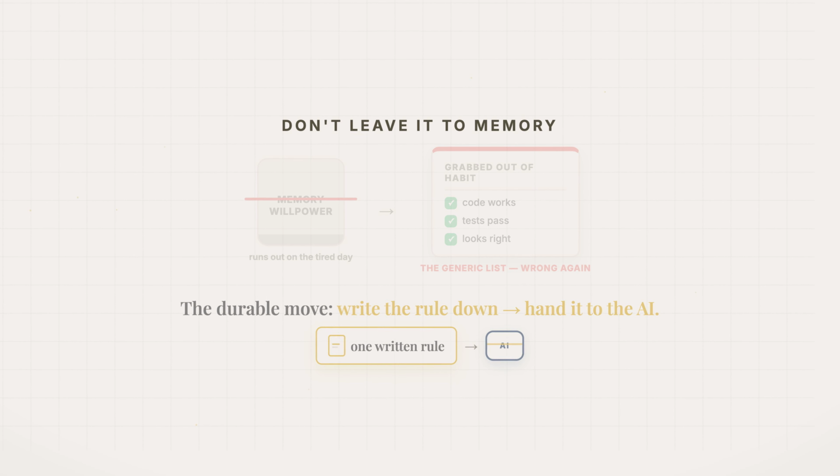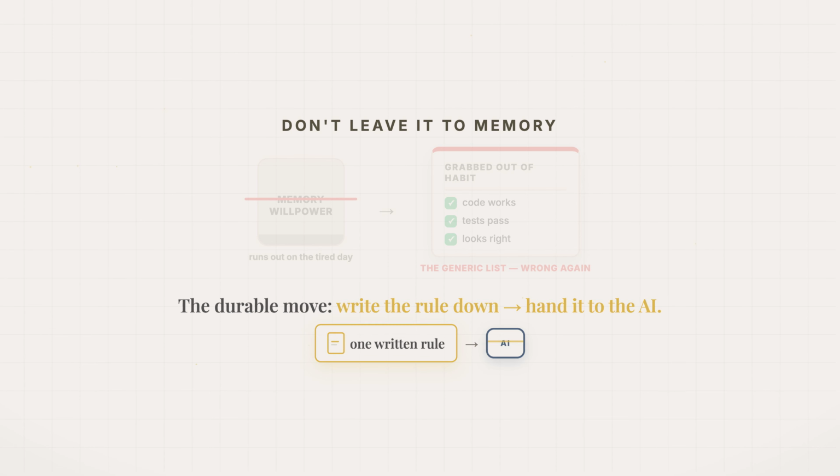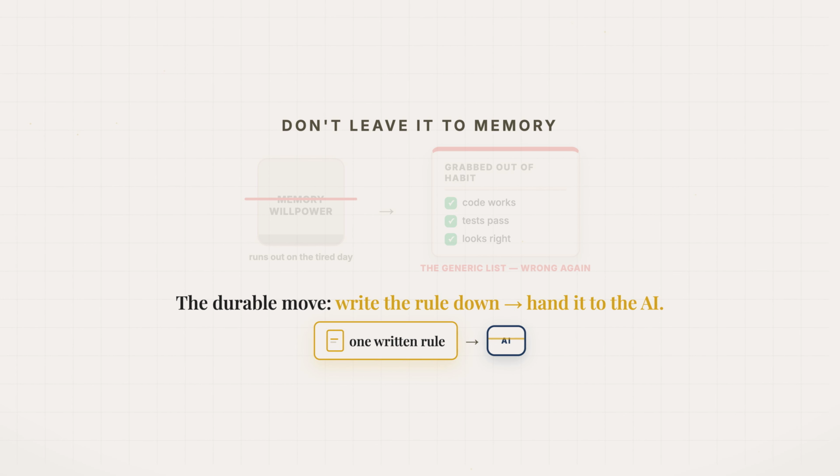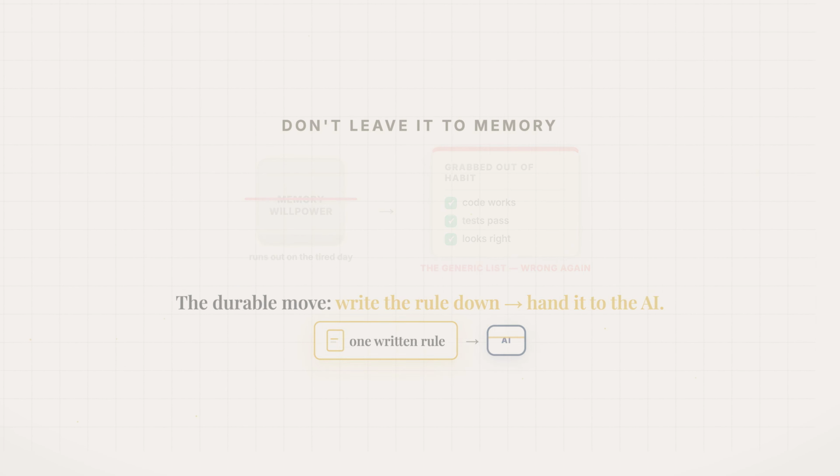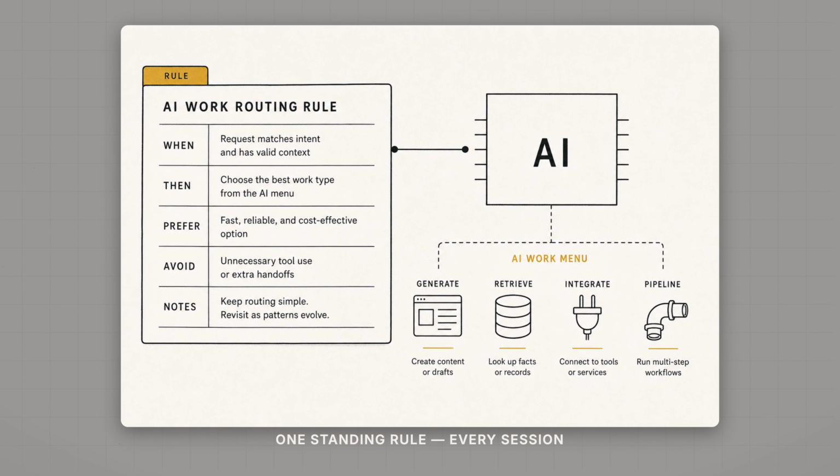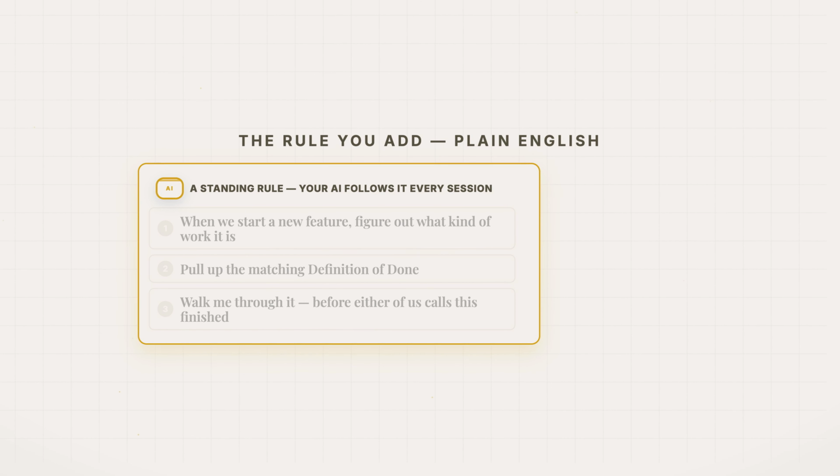You add one that says, in plain words, when we start a new feature, figure out what kind of work it is. A screen, a data change, an outside connection, the plumbing. Pull up the matching definition of done and walk me through it before either of us calls this finished. Sit with what that does. Now the right checklist shows up on its own at the start every time.